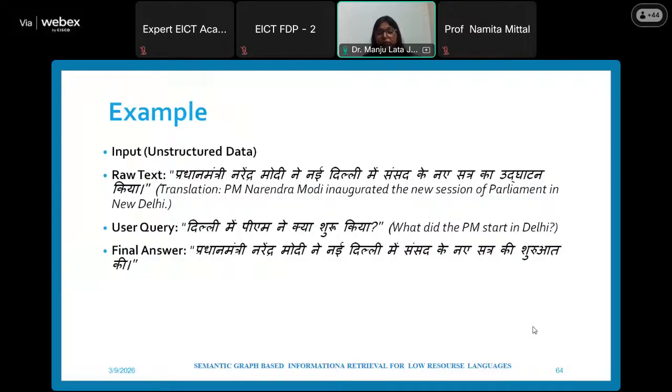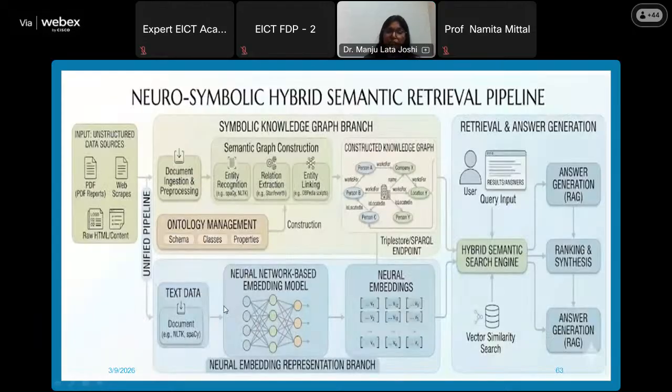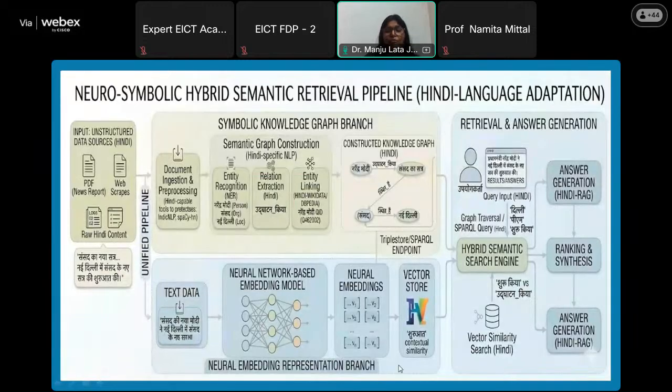And the final answer is Prime Minister Narendra Modi inaugurated the new session in New Delhi. This kind of natural language answer is how humans interact with each other, they also give a similar kind of answer. This kind of answer is generated by retrieval augmented generation. We have discussed this in the architecture as well. Now, how this particular example is processed through this architecture, we are showing in this slide here.